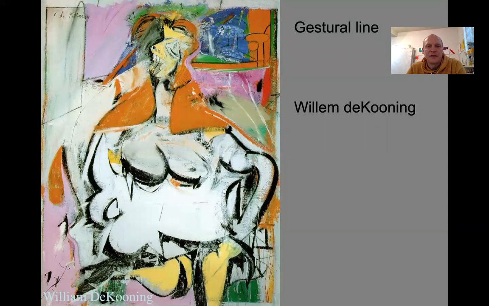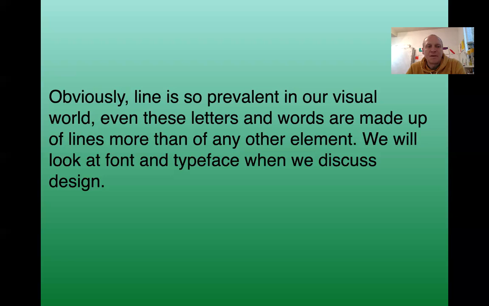Like here. These are part of Willem de Kooning's series of women. But these are gestural lines. They're not contour lines. They show how they were made. So we see the brushstroke making the line. And obviously, line is so prevalent in our visual world. So these letters and words are made up of lines more than any other element. We'll look at font and typeface when we discuss design. So there's a video I'm going to link to called Helvetica that's all about font and typeface. It's very interesting and talks about how line is related to rhythm, really.